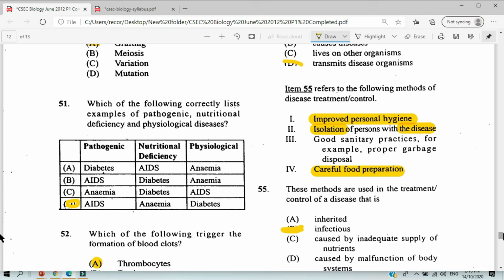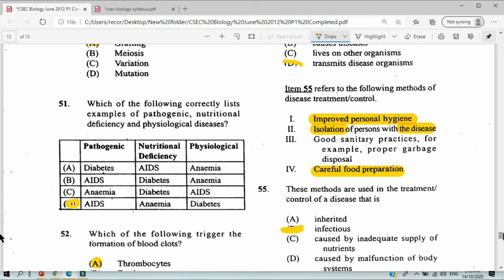Nutritional deficiency, anemia, lack of iron, that type of thing, deficiency. And physiological, something is not working, diabetes, the islet of Langerhans in your pancreas, it's not working, and as such you are having diabetes. So our answer for 51 is going to be D.